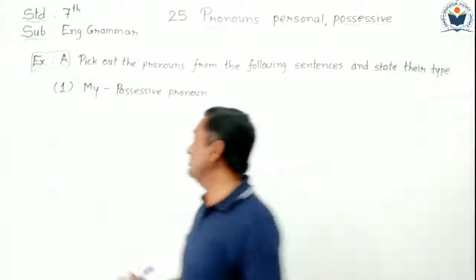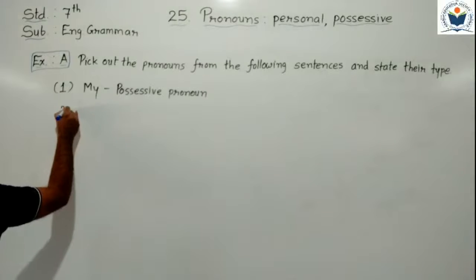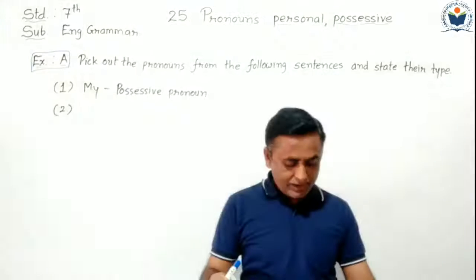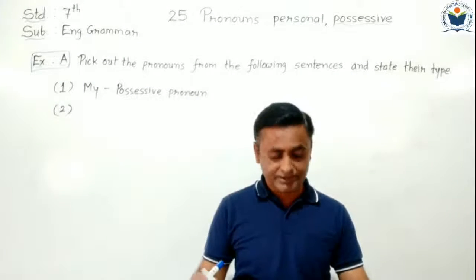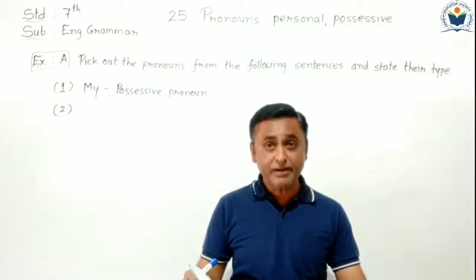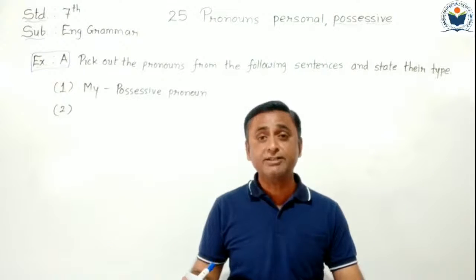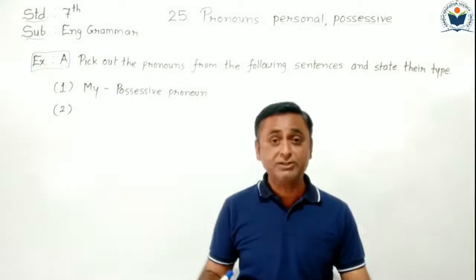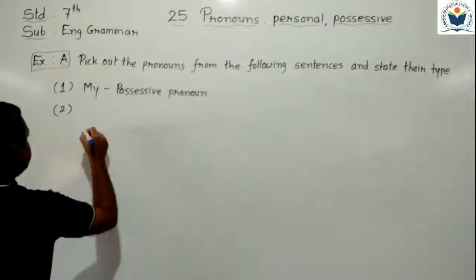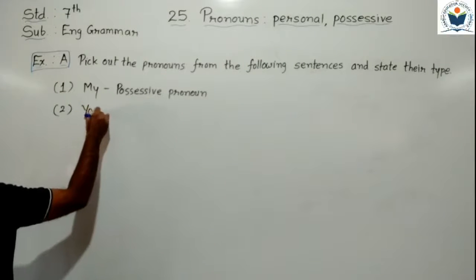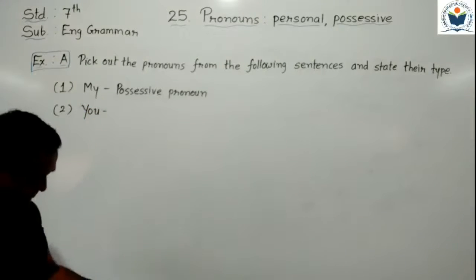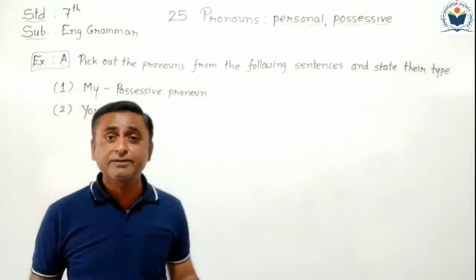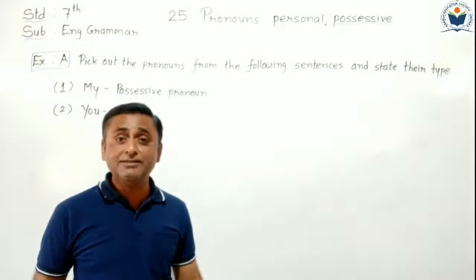Now the second sentence we have to see. The second sentence is given in your textbook. You have gambled away all your money on race horses. So here, can you identify which pronoun is used? First, you is used. The first word is you. But which type of pronoun is you here? Can you identify? You have gambled. It is used as a subject. So we can say personal pronoun as a subject.